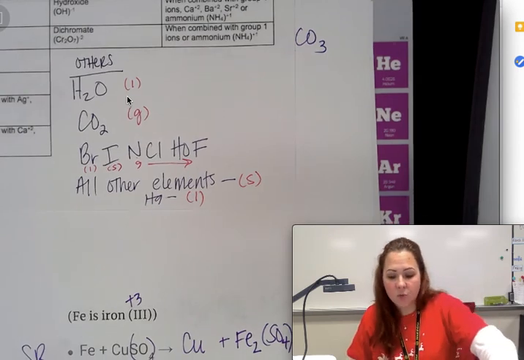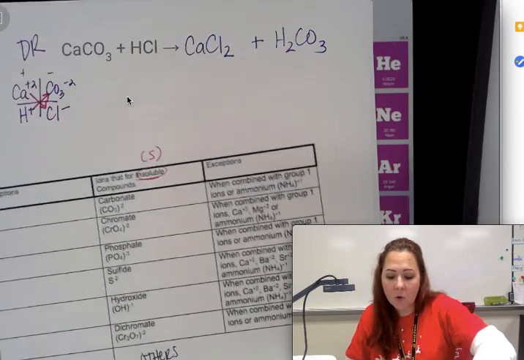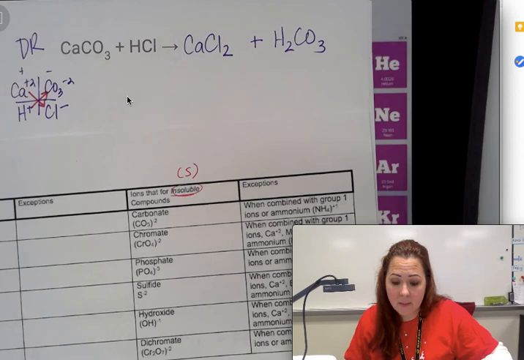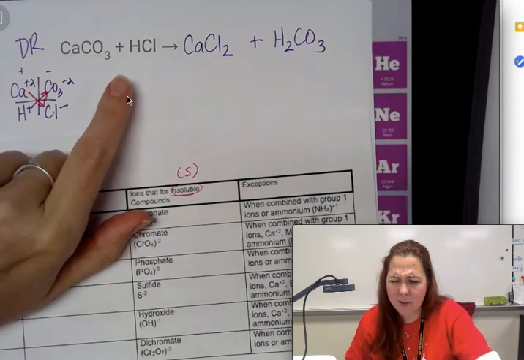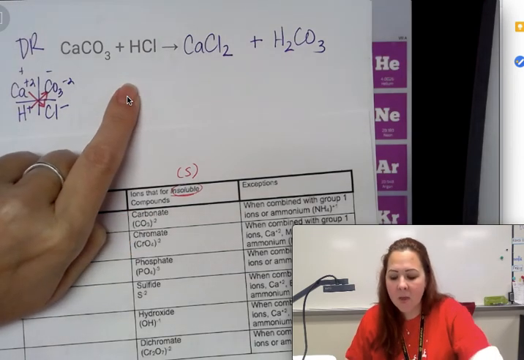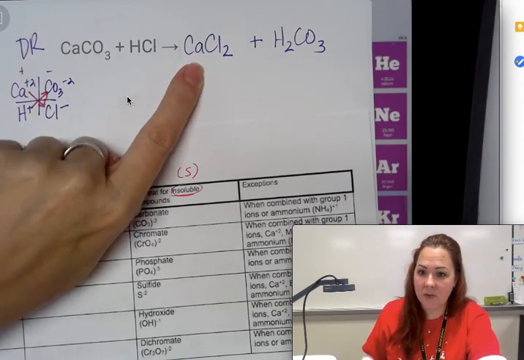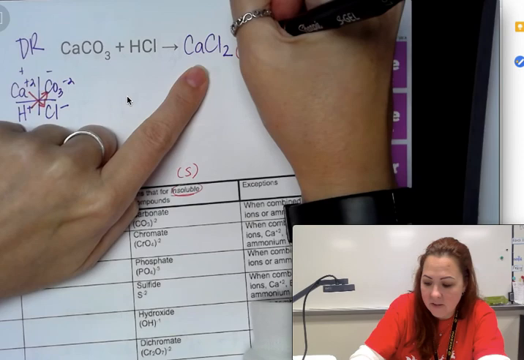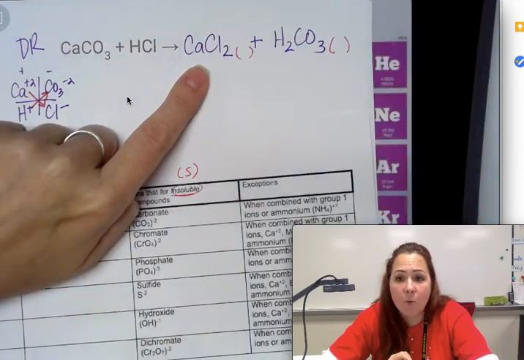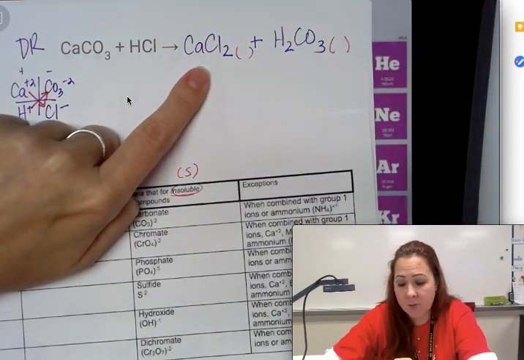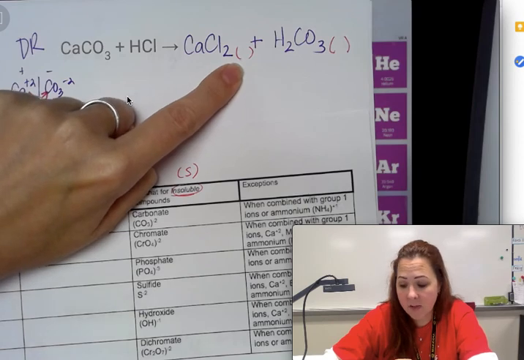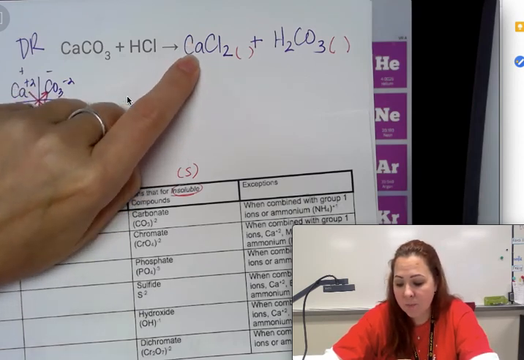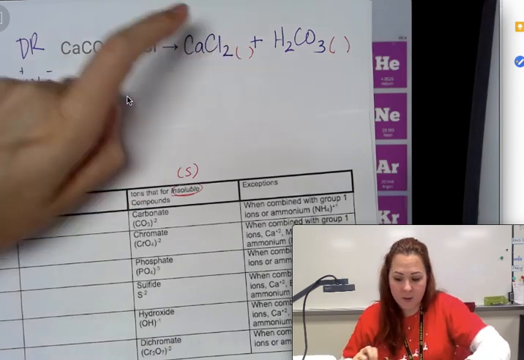So what you do with this chart, I'm going back to the examples that I did in the Predicting Products video, and we predicted the products in the last video. Once we predict the products, we also predict the state of matter of the products. And when we predict the state of matter of the products, that always goes after the formula in parentheses like this. So I have CaCl2, and I need to predict the state of matter for that one.